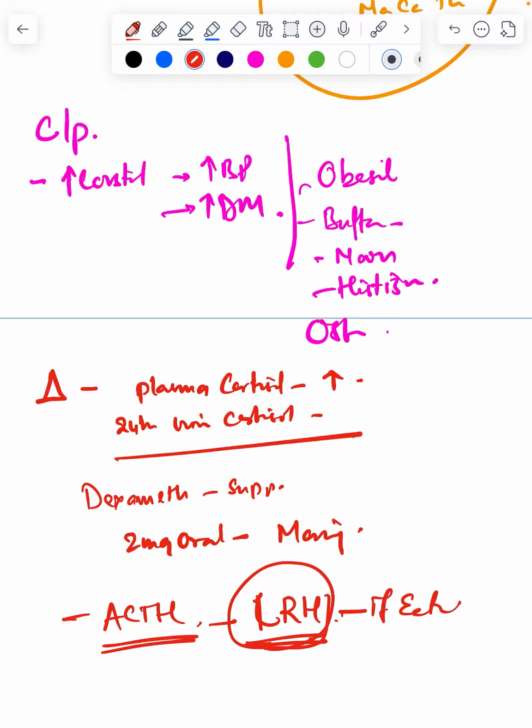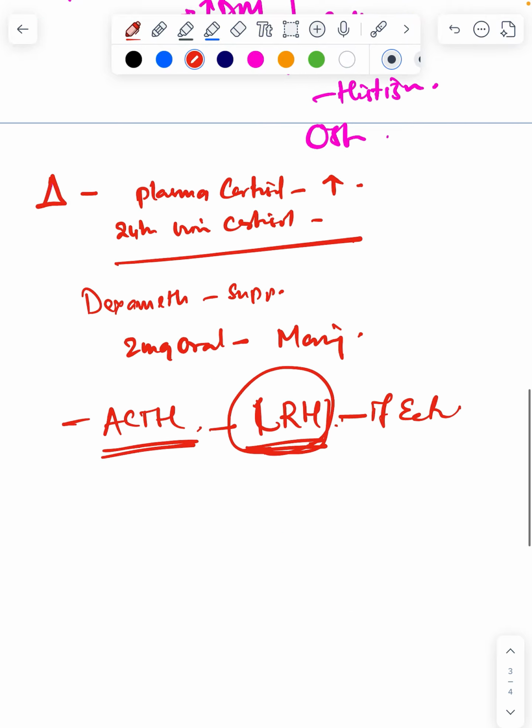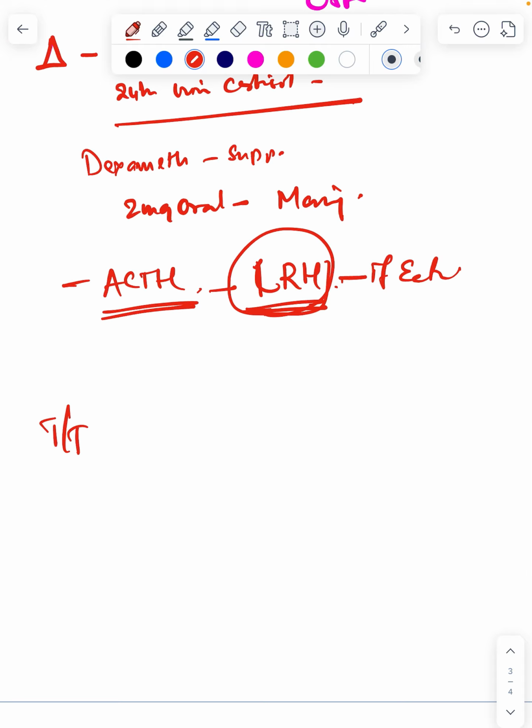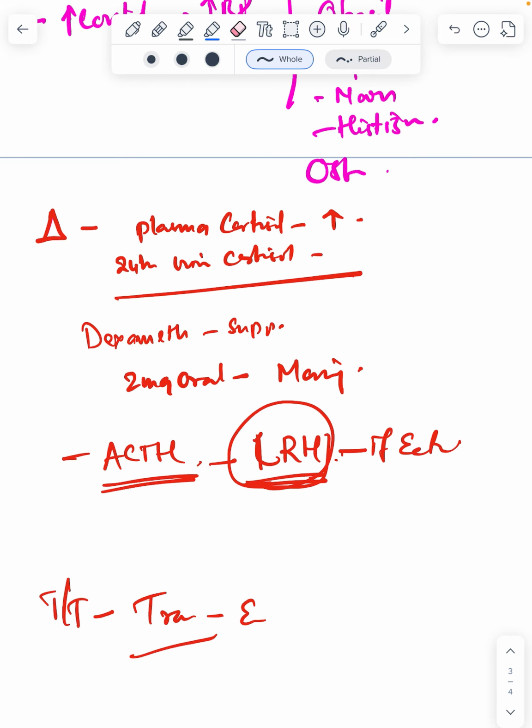Now for pituitary and adrenal cortex, CT or MRI. So the treatment is transsphenoidal pituitary excision, bilateral adrenalectomy, surgical resection of ectopic tumor. So this was about pituitary gland and adrenal cortex.